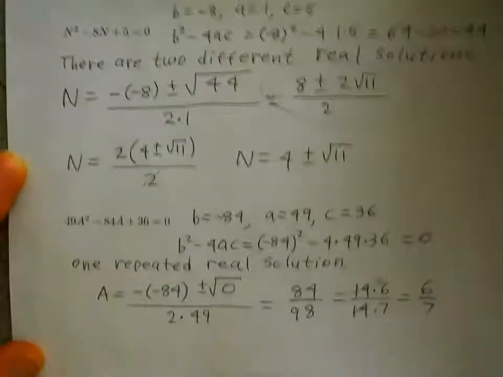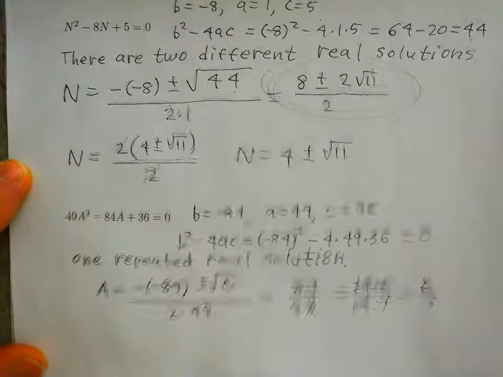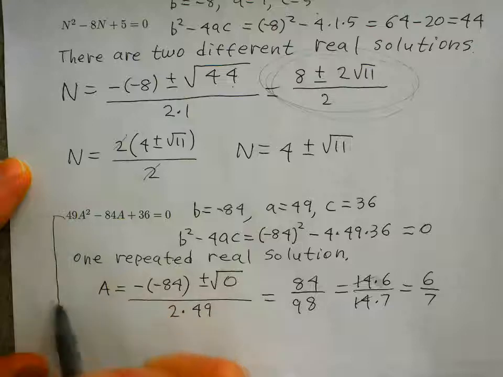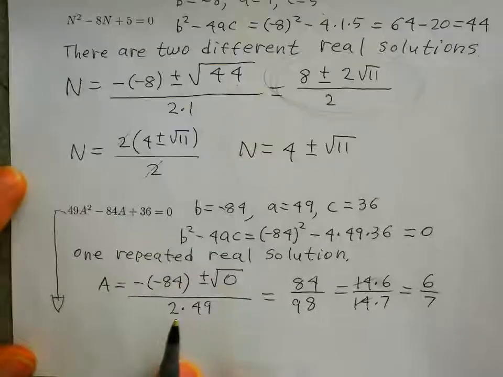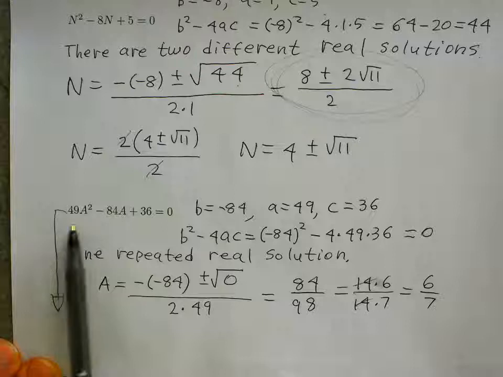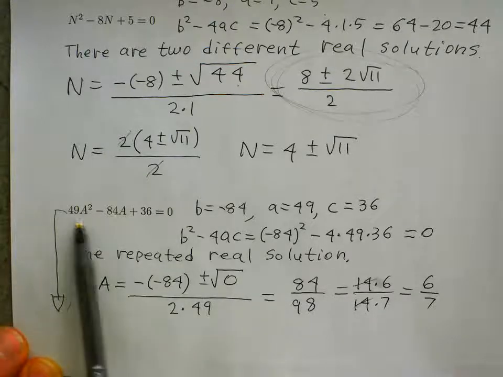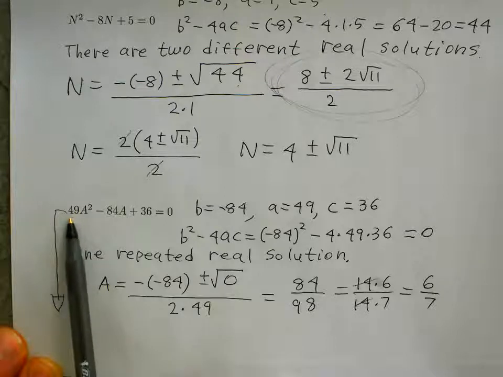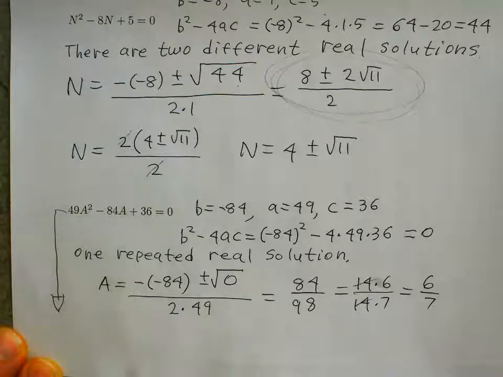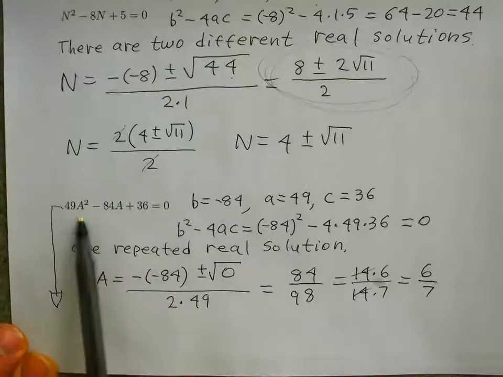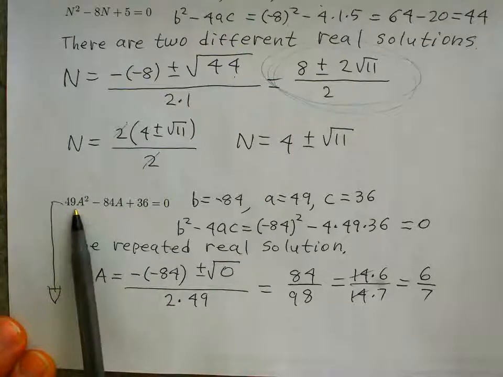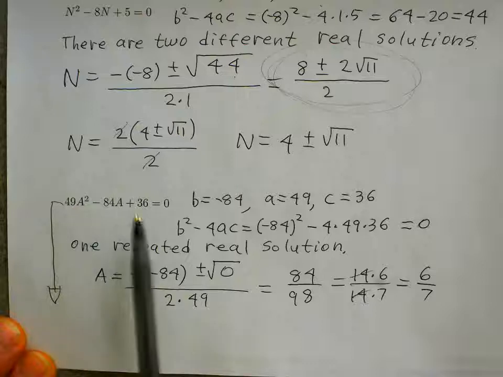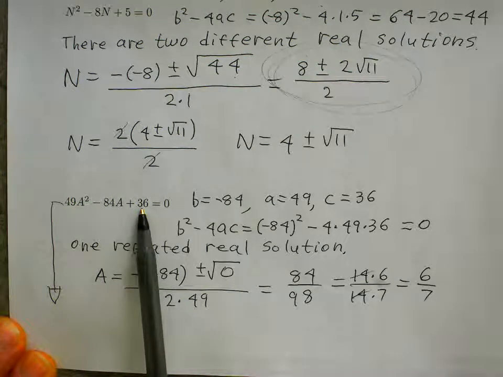Okay, but I'll remind you of another method. So in this quadratic equation, the greatest common factor of all of the terms on the left-hand side is 1. The term on the left is a perfect square. 49a squared is a perfect square. The term on the right is also a perfect square.